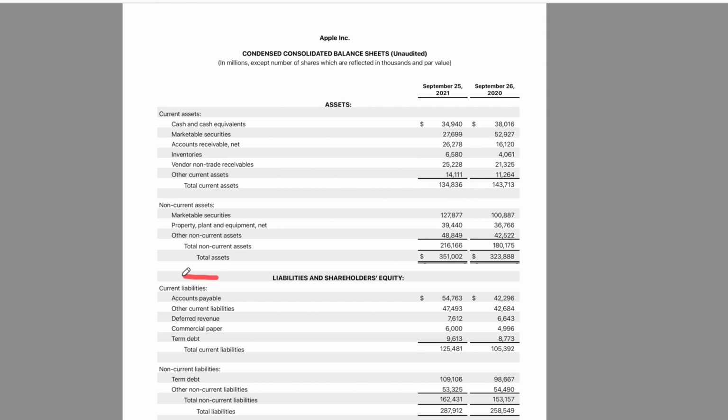If you go over to their current liabilities section, you will see that they have liabilities such as accounts payable, other current liabilities, etc. This adds up to 125 billion. So if you just do some quick math here, 135 billion almost minus 125 billion, clearly their current assets are greater than their current liabilities, so they have a positive working capital position whereby current assets are greater than current liabilities. So this is a very healthy position to be in.